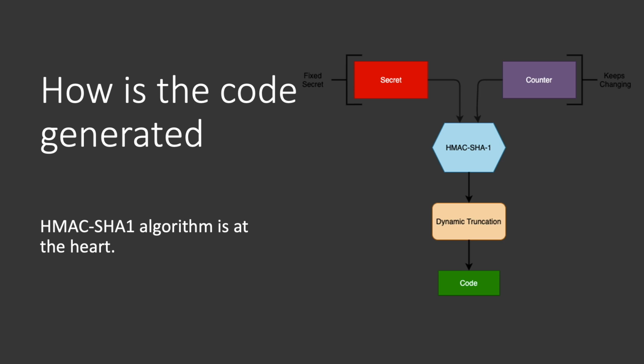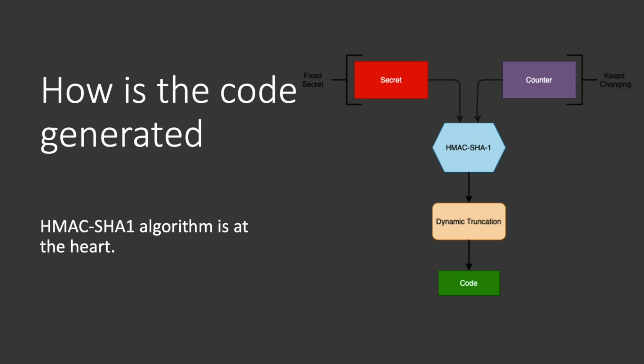So how does this work? In order for us to get from those 20 bytes to 6 to 8 characters, we need to truncate that output into the actual code. And this truncation is called dynamic truncation. Dynamic truncation is basically taking the numeric value that we got and dividing it by 10 to the power of the digits. And the remainder will be the code that we can actually utilize.